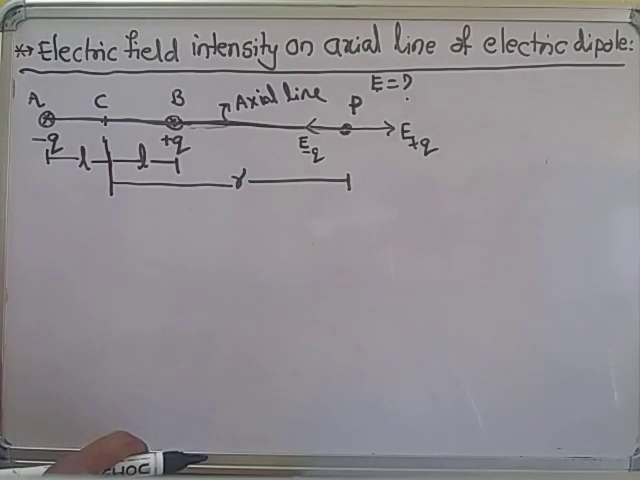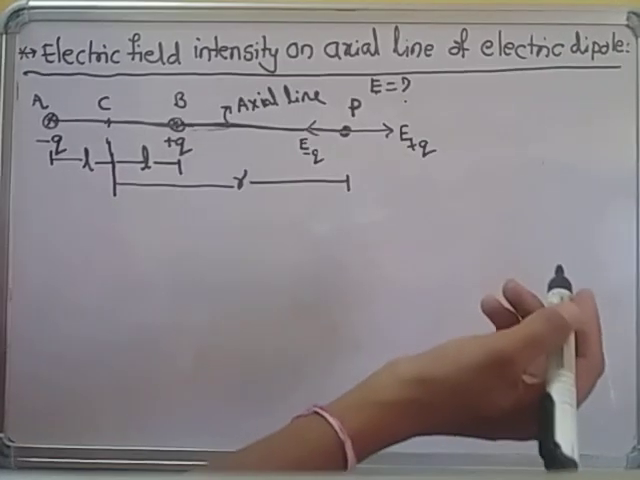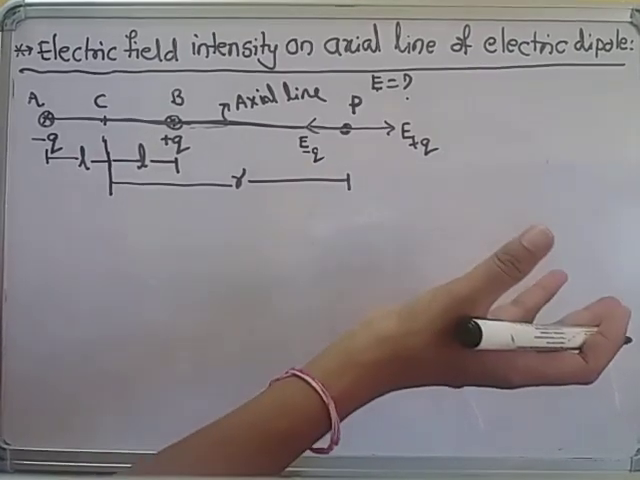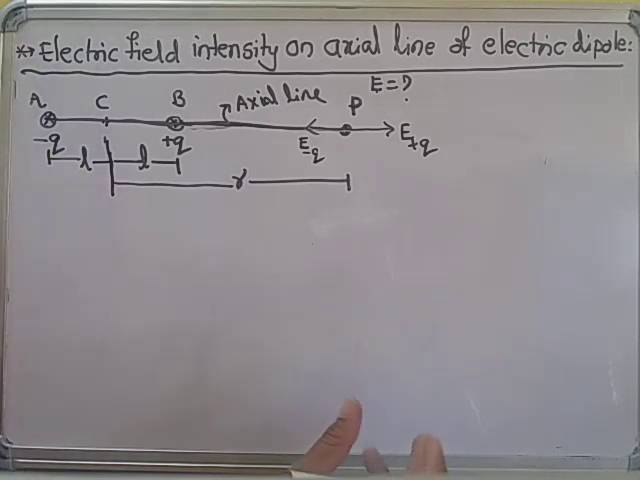According to vector rules, if any two vectors are along the same direction, to find the net electric field, the net vector, we have to add them. Same direction means we have to add. Opposite direction means we have to subtract. If they are at a certain angle, we have to use the parallelogram law.